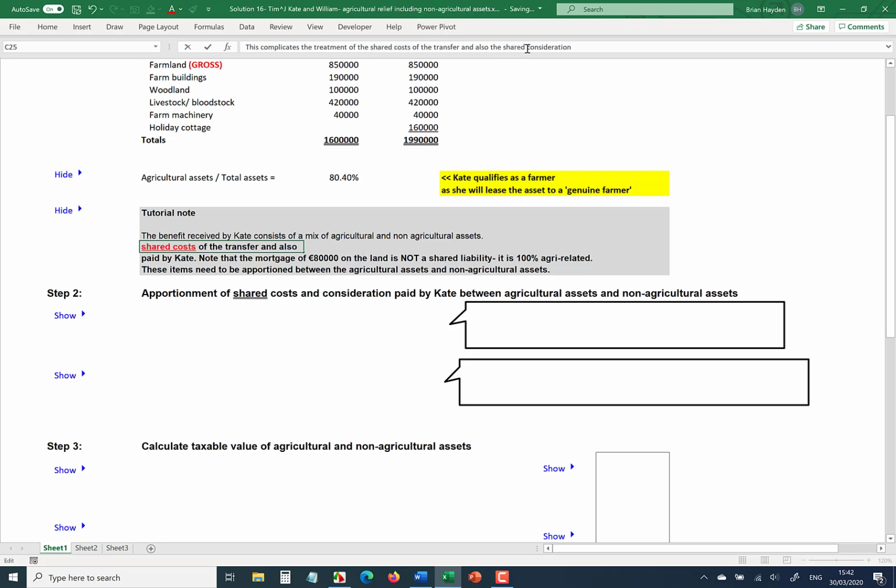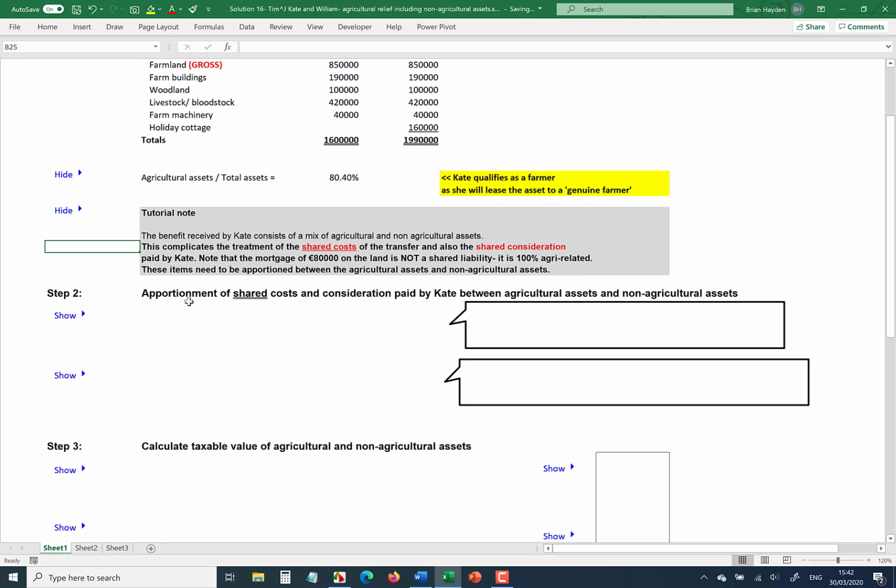Okay, and we need to essentially apportion each of those values between the agricultural and non-agricultural assets. The land mortgage doesn't need to be apportioned, it's absolutely 100% agricultural related, so there isn't a need to split the 80,000 between the proportion relating to the holiday cottage and the proportion relating to other assets.